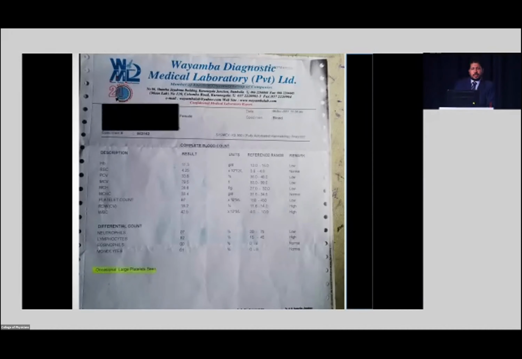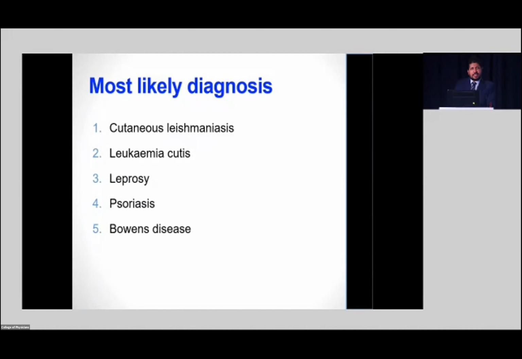The white cell count, these are the abnormalities we saw in it. Please have a look at it. You can see that there is a very high leukocyte count, 42,000, which is predominantly lymphocytic. So what is the most likely diagnosis? I know with the available information, you can't come to a definitive diagnosis as yet, but please start voting.